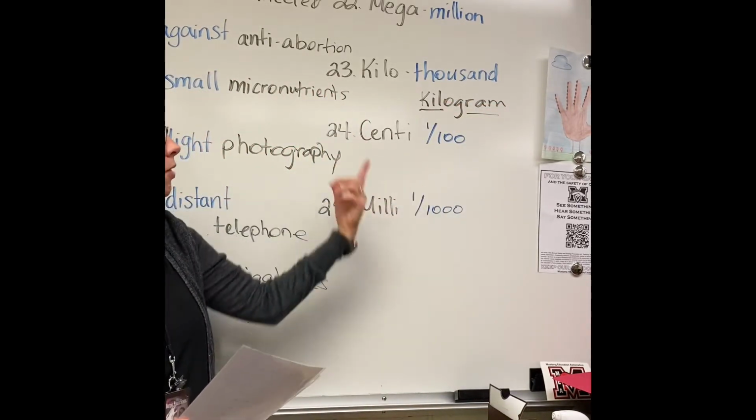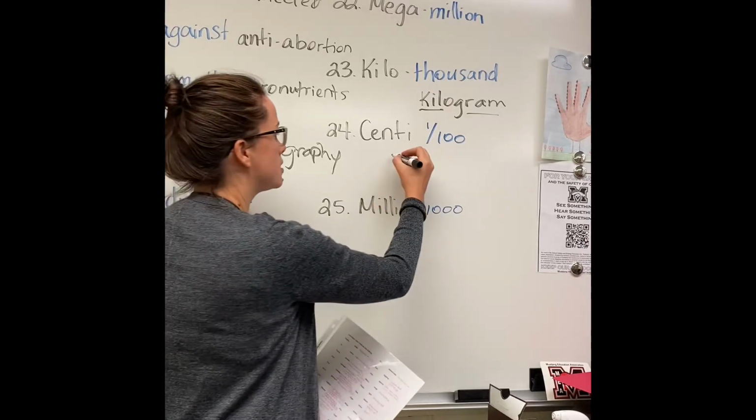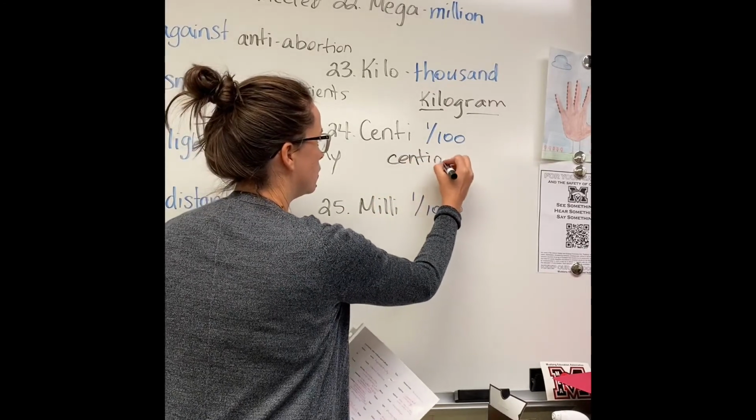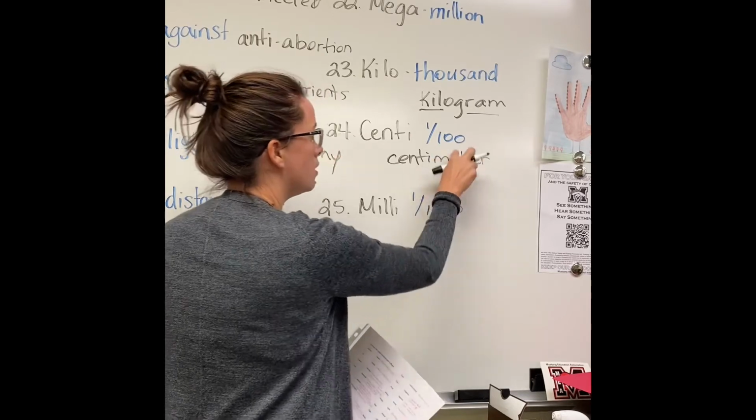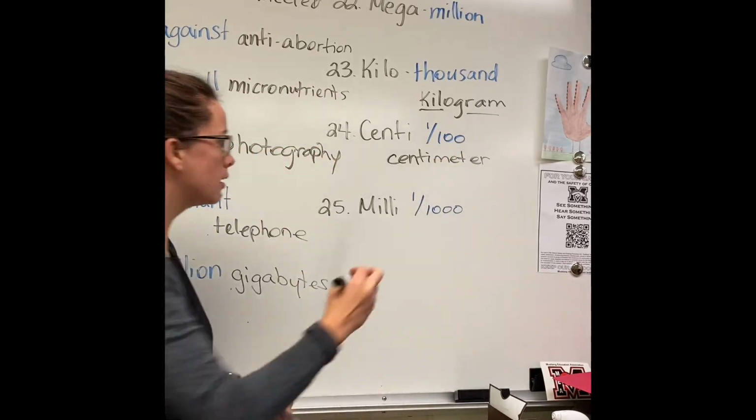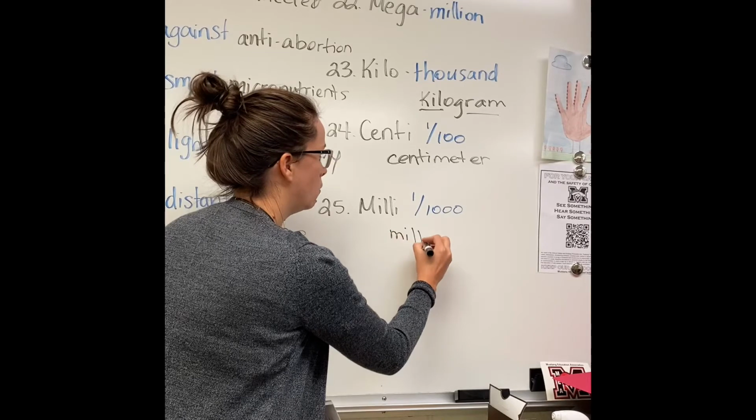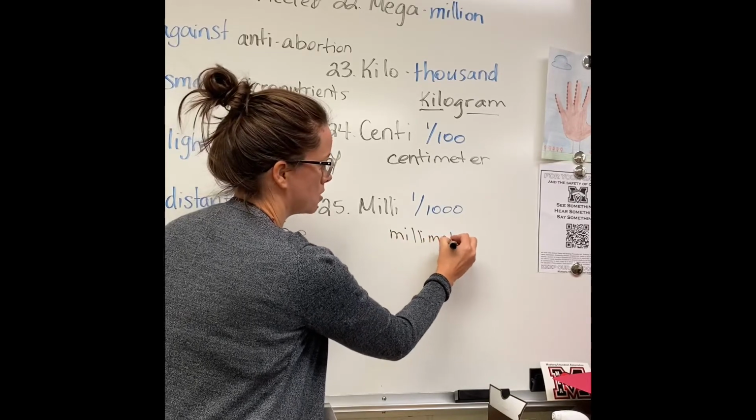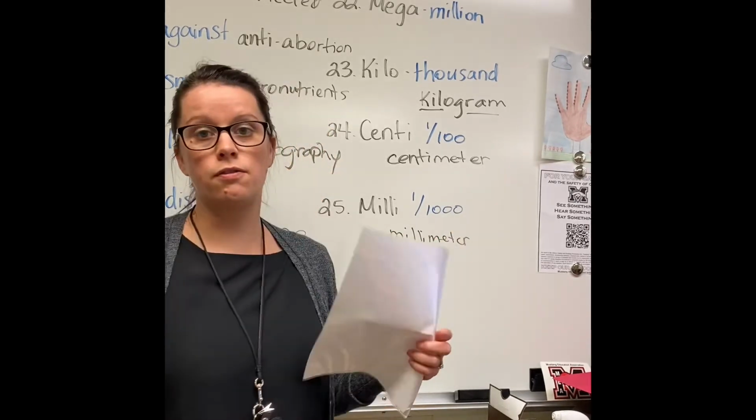Centi means 1 in a meter. So if we did centimeter, that would be 1 out of 100. Milli, again millimeter, 1 out of 1,000. All right, that is the first 25.